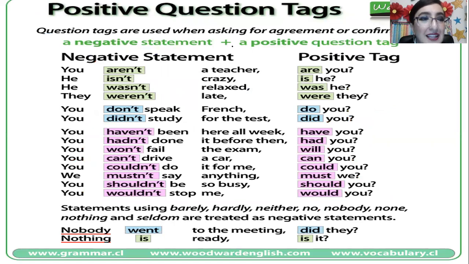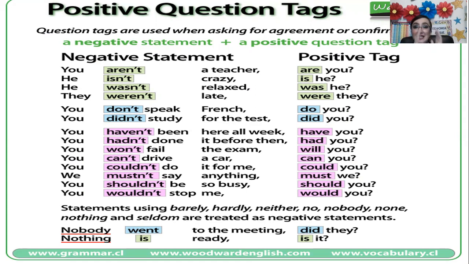So let's start first of all with positive or affirmative question tags. Remember that question tags are used when asking for agreement or confirmation, okay? We are going to be asking for agreement or confirmation when we are making use of a question tag.